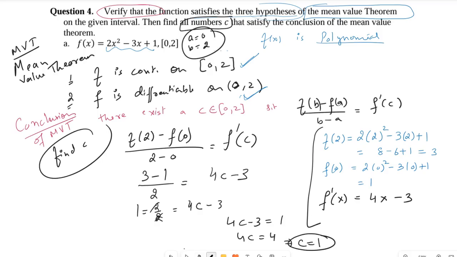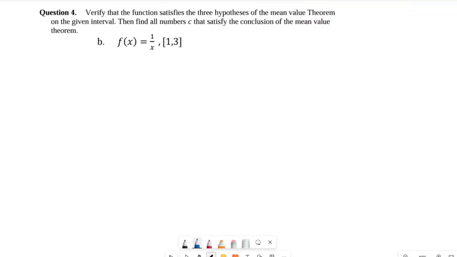So we found c, and we can check that it is in the interval 0 to 2. So this is the final answer to your question. c is equal to 1, which satisfies the conclusion of the mean value theorem. Here is another part of that.